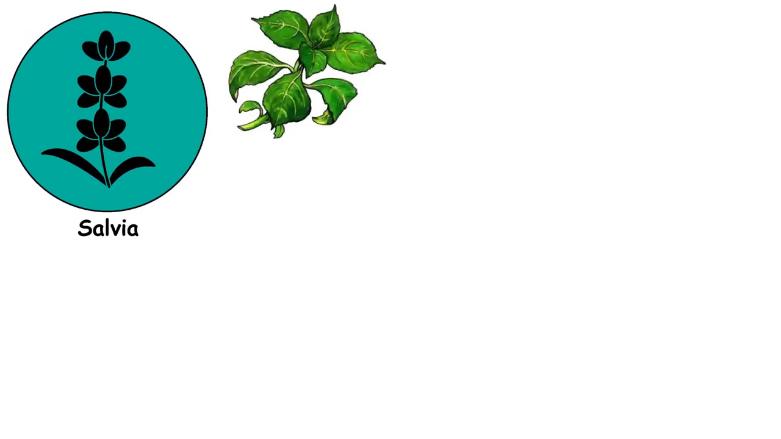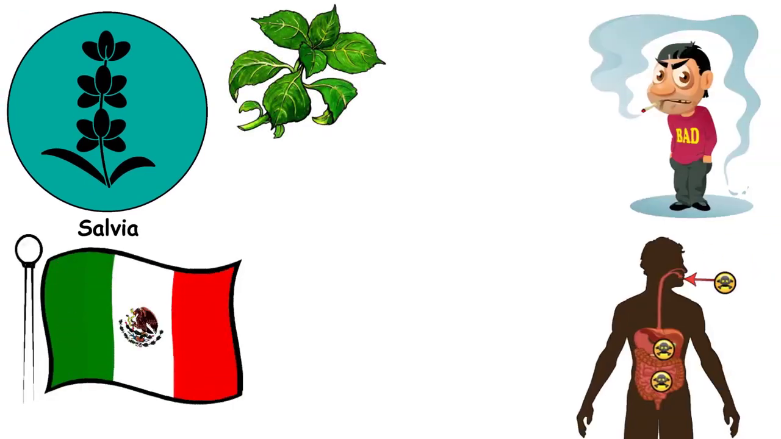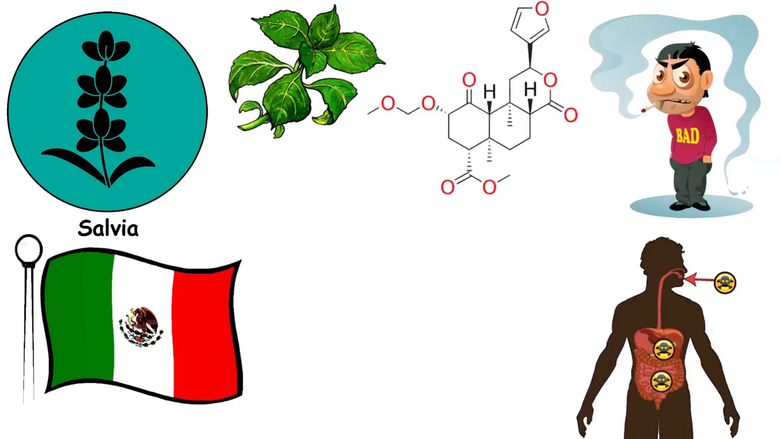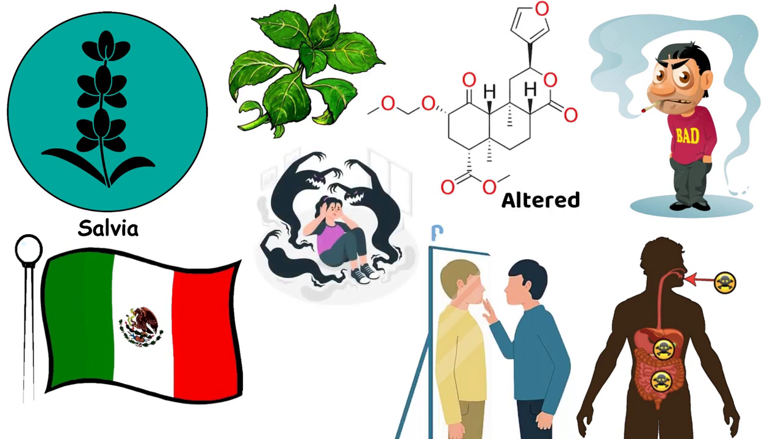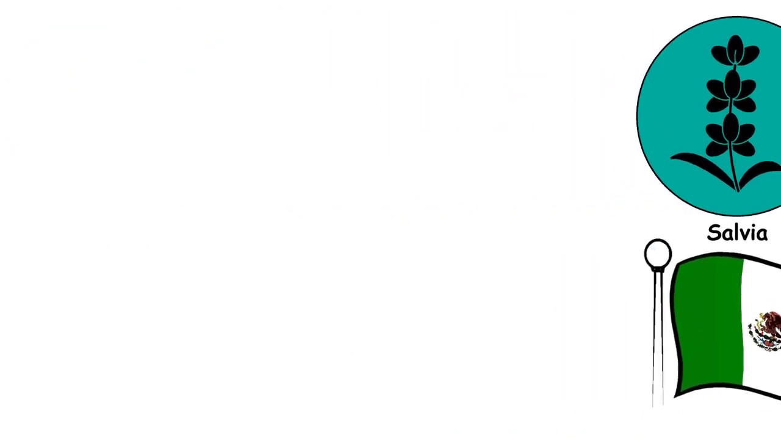Salvia. Salvia divinorum is a psychoactive plant native to Mexico. When smoked or ingested, its active ingredient, salvinorin A, can produce intense hallucinations, dissociation, and altered perception of reality.